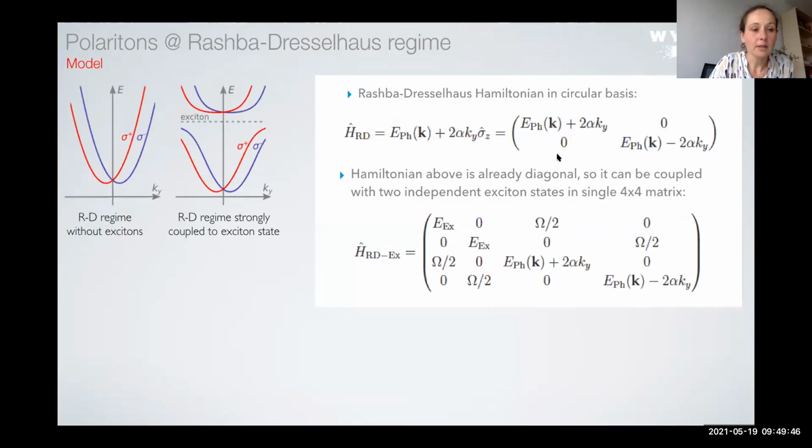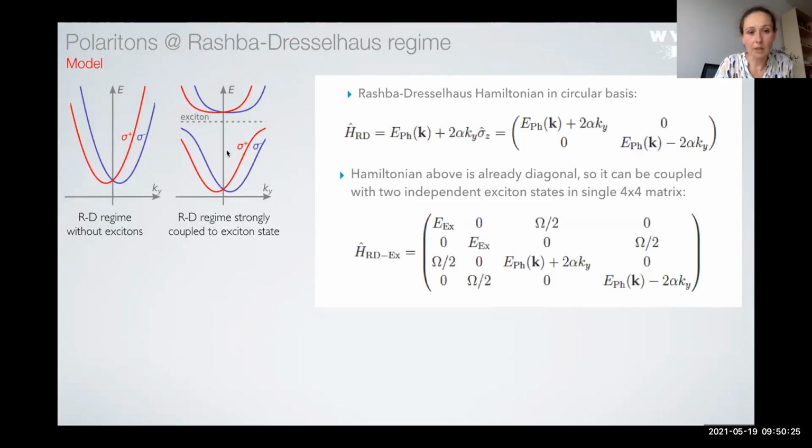To model this, we first started with the Rashba-Dresselhaus Hamiltonian in the circular basis. This describes the eigenmodes of the system, and then we can add the excitonic resonances. We couple each of the sigma plus and sigma minus excitons separately to the sigma plus and sigma minus photonic modes. That is why we can expect four polariton branches, with this anti-crossing observed for the large wave vectors.